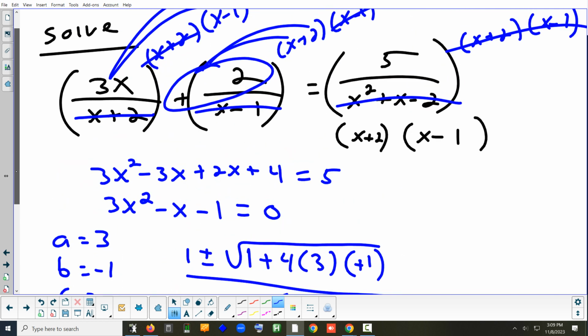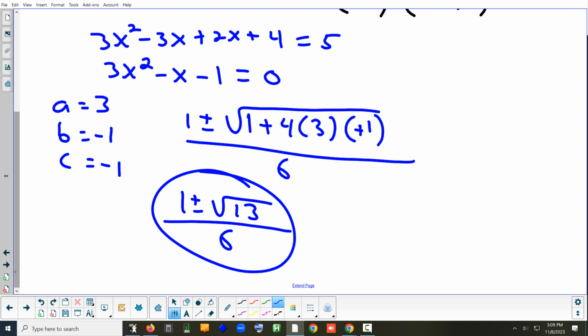There's only 2 numbers here you could plug in that would cause you to divide by 0. What are the 2 numbers? Negative 2 and 1. That's not a negative 2 and that's not a 1. So that answer is fine. Well, answers. There's 2 of them.